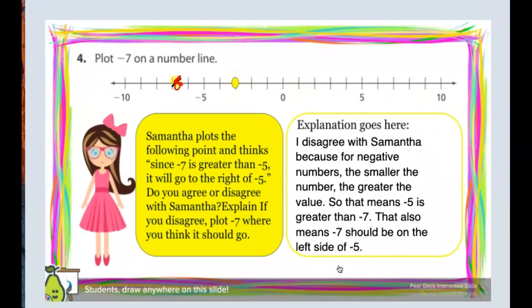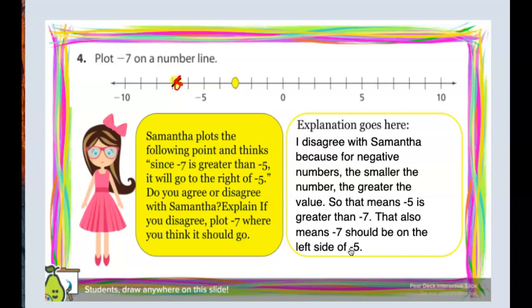Whose answer is this? Can you explain? Would like to share again? One more share. Nina would like to share? Daniel. One last share for this slide.